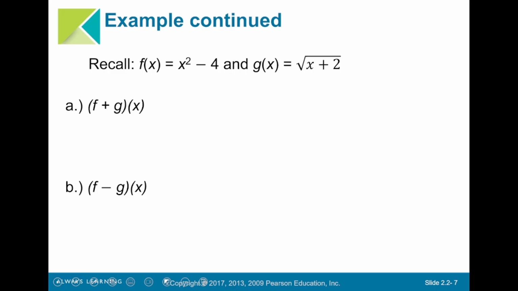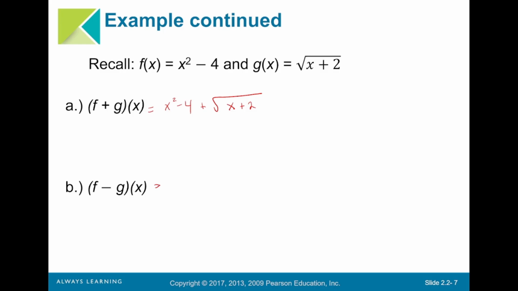So starting off with f plus g, let's just try to write it down. So f, which is x squared minus 4, plus g, which is the square root of x plus 2. There's nothing we can simplify here. That's actually it for this one.